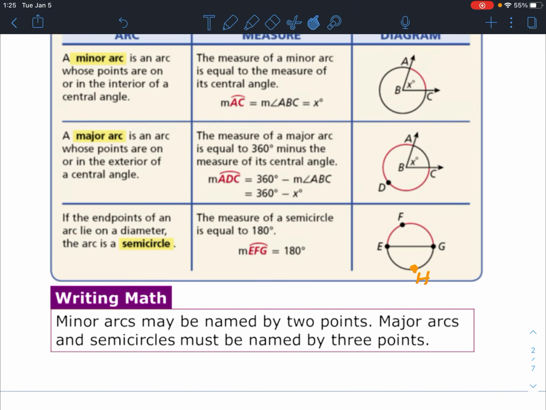And that's just a summary down here. Minor arcs can be named by 2 points. Major arcs and semicircles must be named by 3.